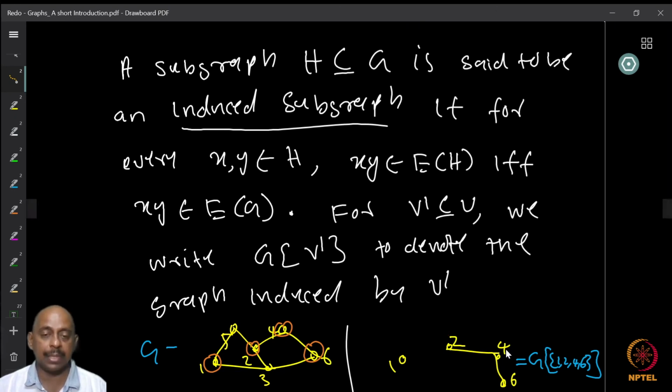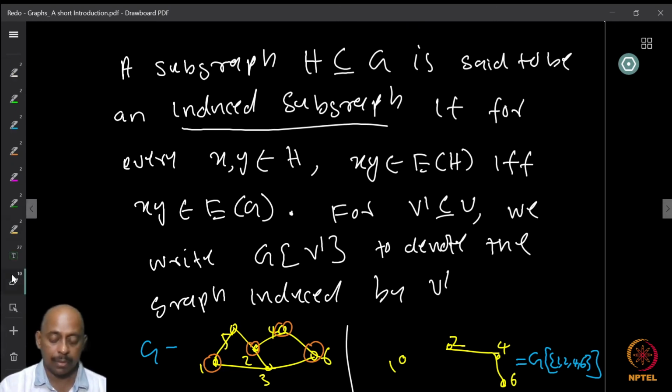But now I notice that there is no edge connecting 1 to any other vertices 2, 4, or 6. So therefore, those edges are obviously not there. Then 2, 4, there is an edge. So I select 2, 4. 4, 6, there is an edge. Therefore, I also choose 4, 6. Those edges will come. I cannot say that, okay, I don't want the edge 2, 4. Because if I don't choose edge 2, 4, then what I get is not an induced subgraph. It is just a subgraph.